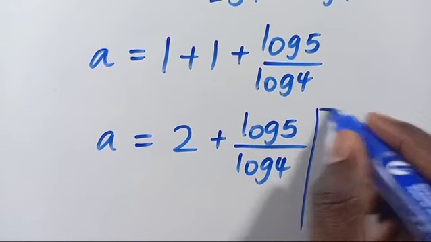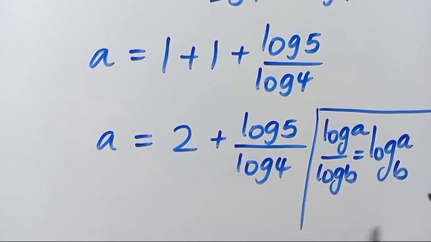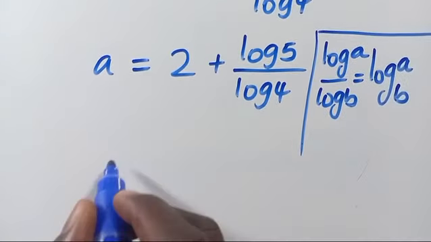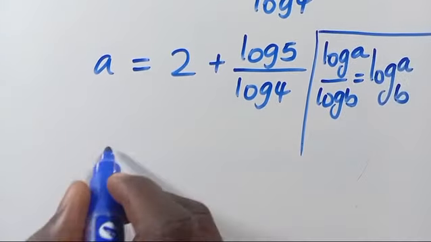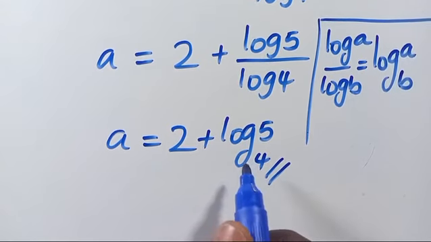Then let us recall that when we have log a divided by log b, it equals log a in base b. So when you apply it here, we are going to have a equals 2 plus log 5 in base 4. So our a equals 2 plus log 5 in base 4.